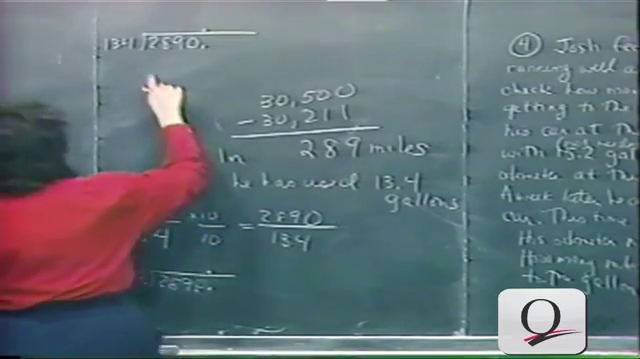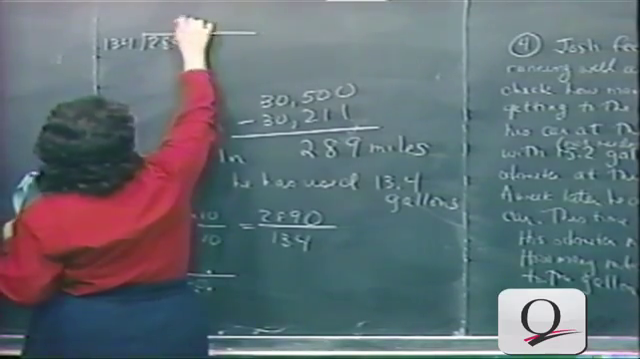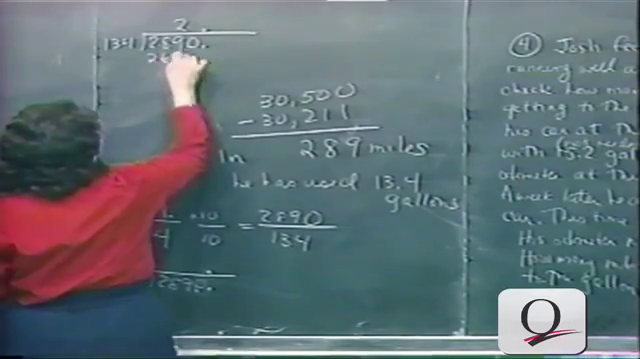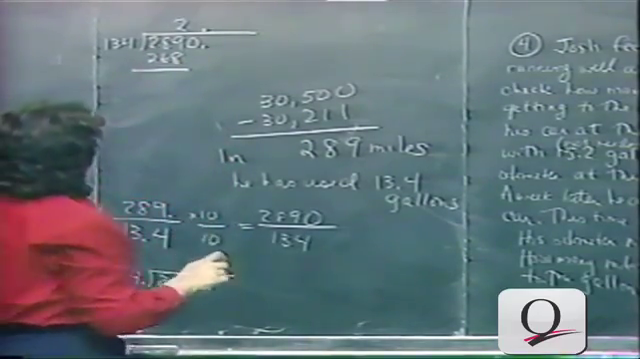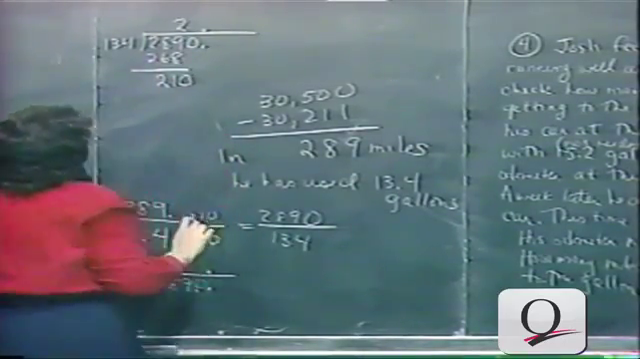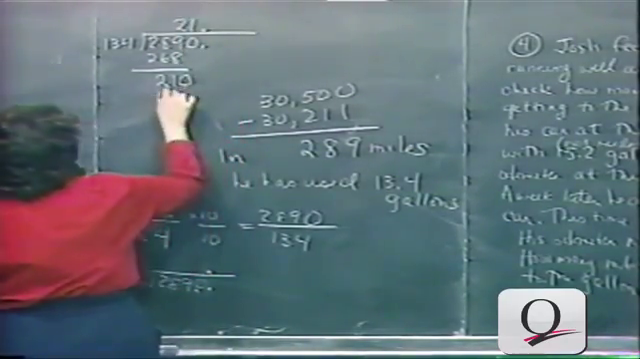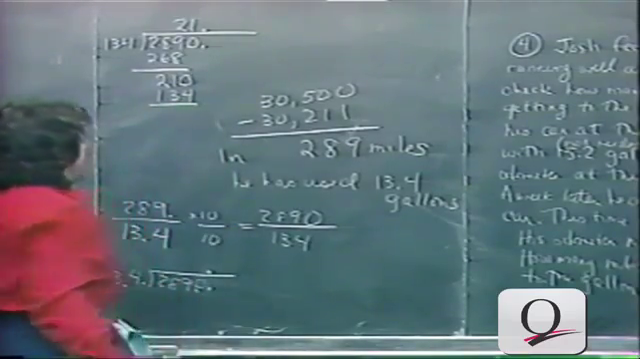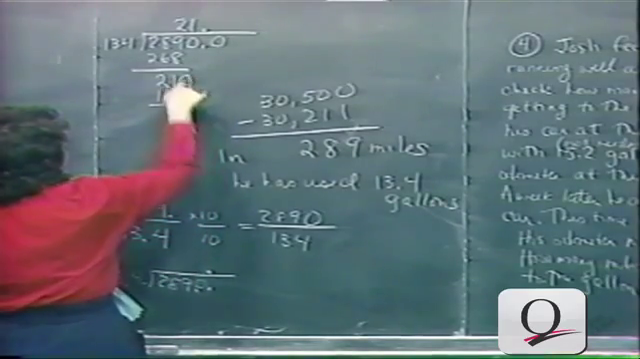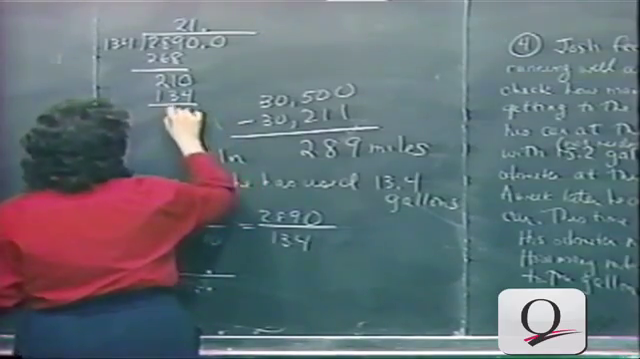Okay, how many times does 134 go into 289? It goes twice. 2 times 134 will be 268. Subtracting, 9 take away 8, 1, 8 take away 6, 2. Bring down the 0. How many times does 134 go into 210? Once. 134, subtract. And of course, use as many zeros as you need there. 10 take away 4, 6. 10 take away 3, 7.